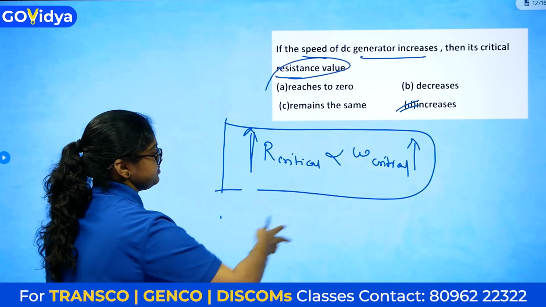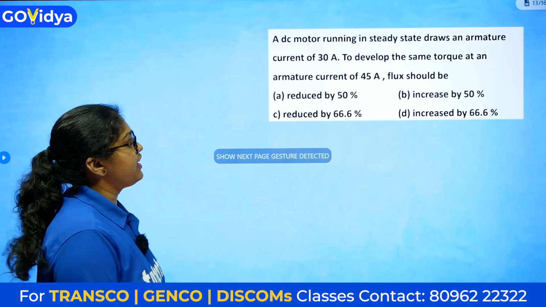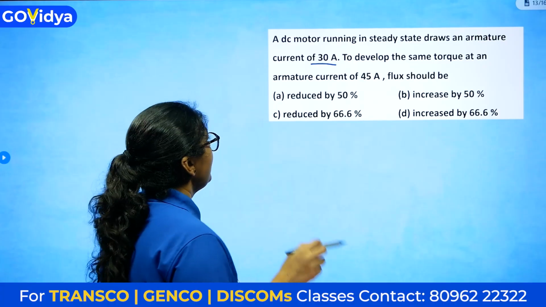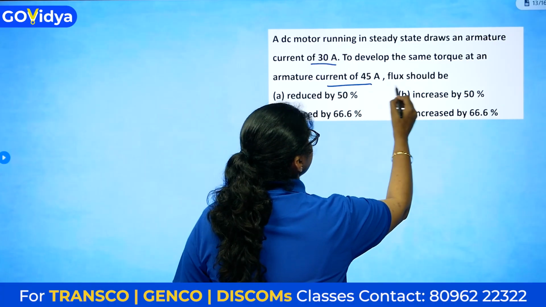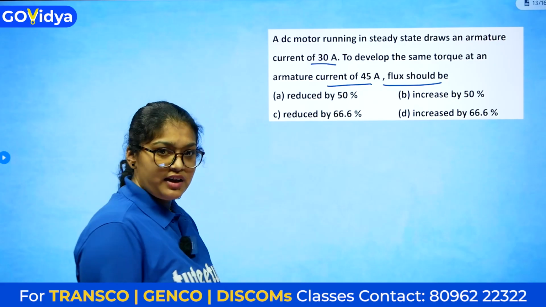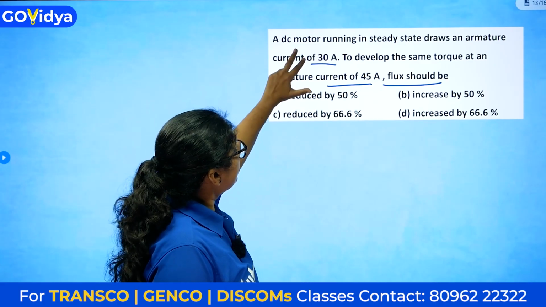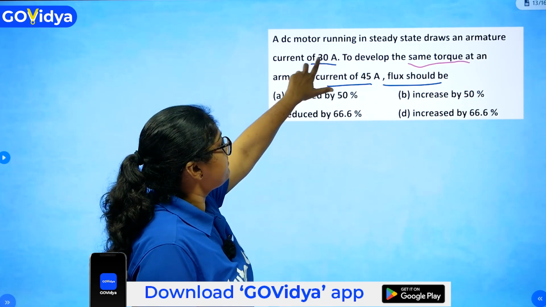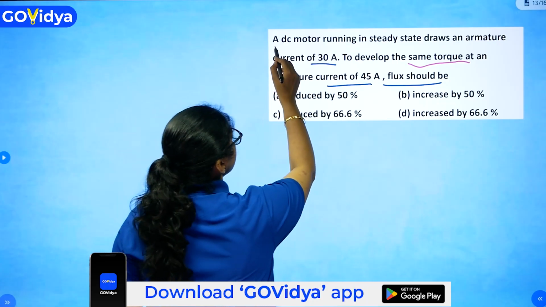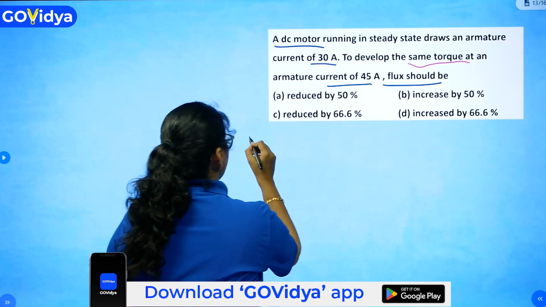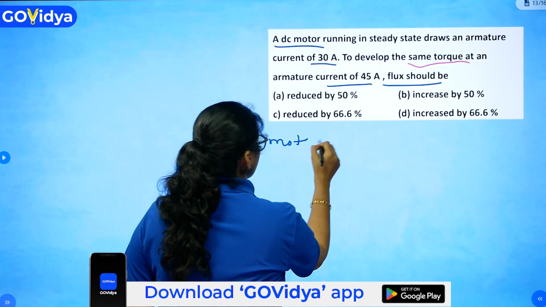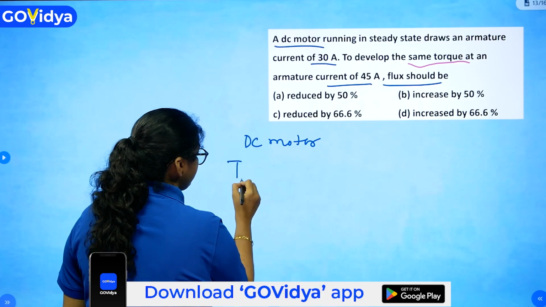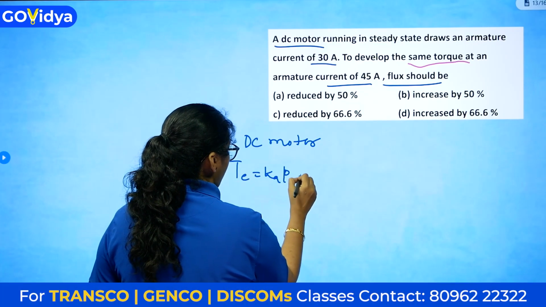Next question. A DC motor running in steady state draws an armature current of 30 amperes. To develop the same torque at an armature current of 45 amperes, the flux should be? We have to calculate the flux. The torque is the same, but the current changes from 30 to 45 amperes, and they have given a DC motor. So by using the performance equation, I can calculate the flux. I know the formula T is equal to Ka phi Ia.